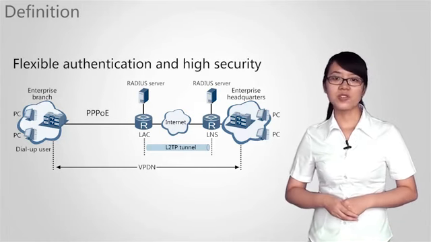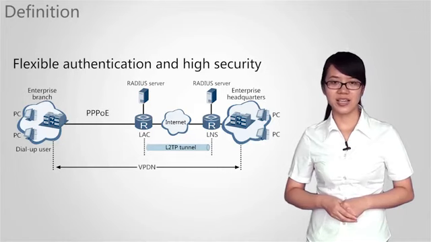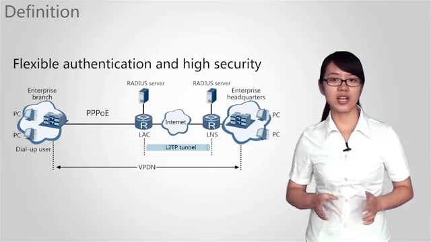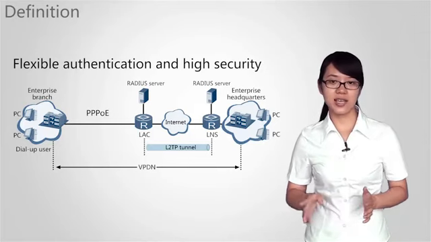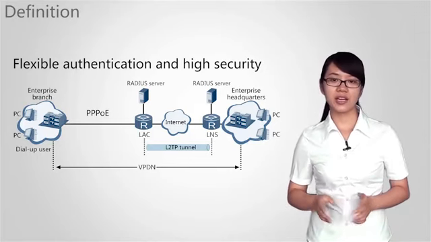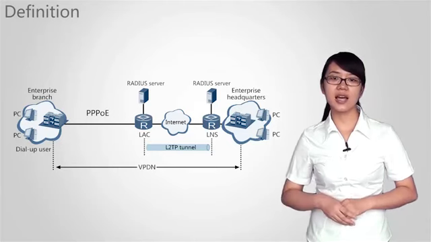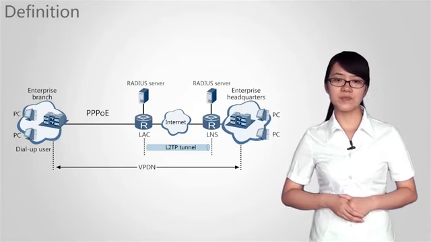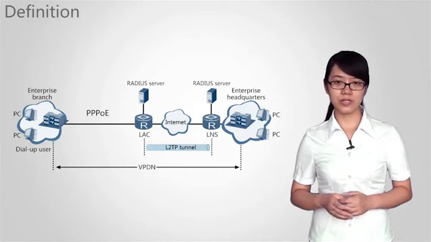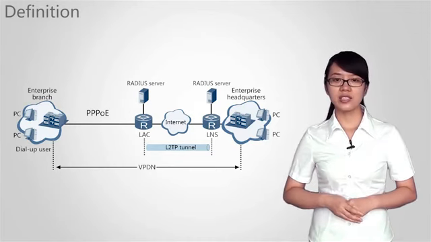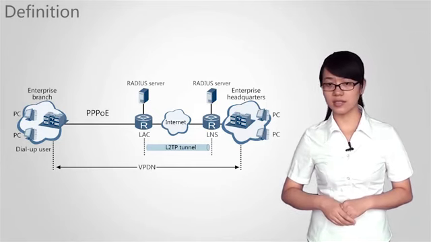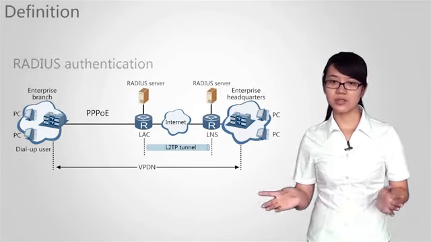Number 1. Flexible authentication and high security. L2TP uses PAP in two-way handshake and CHAP in three-way handshake to authenticate remote users. You can configure authentication keys on both ends of the L2TP tunnel to authenticate devices. L2TP can be used together with IPSec to authenticate and encrypt packets. This ensures data security.